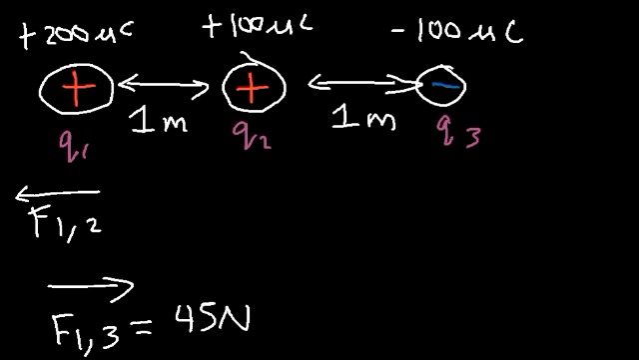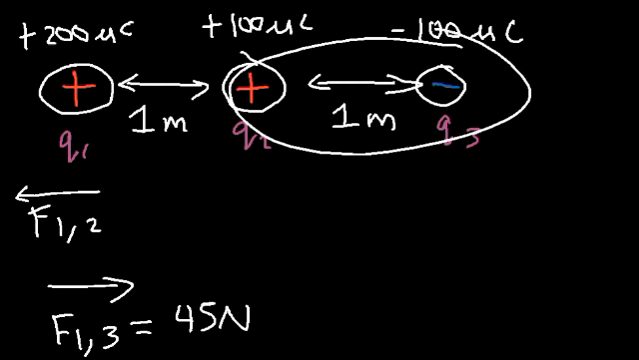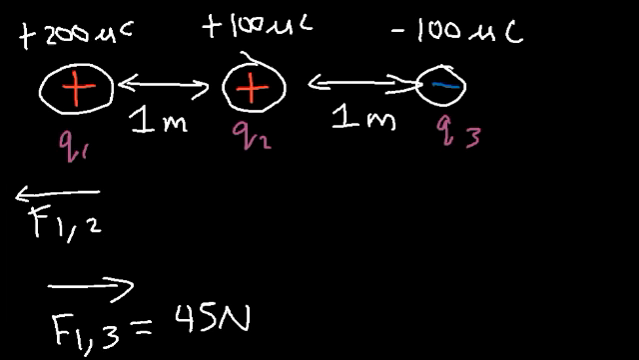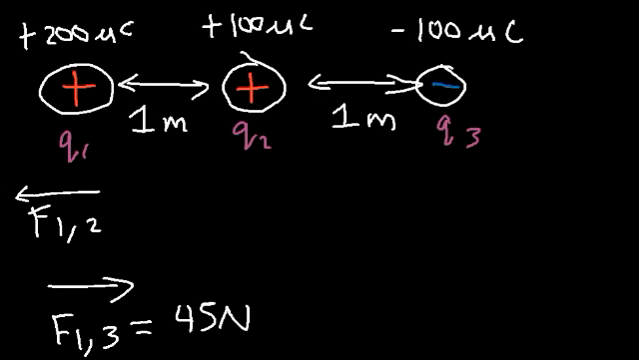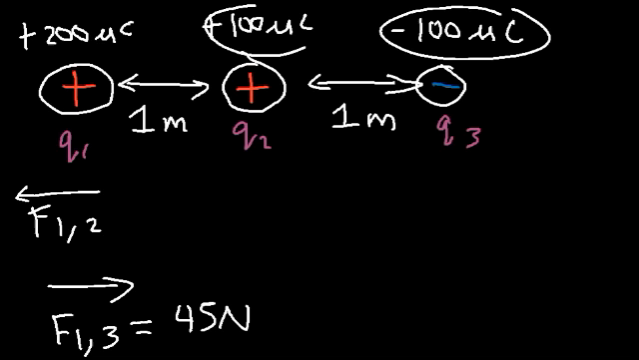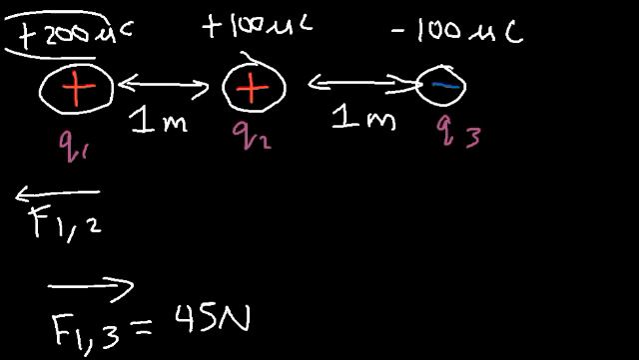Now, what about the force between 1 and 2? We know that the force between 2 and 3 was 90 newtons. So from that value, we can calculate the force of 1 and 2. Between 2 and 3, the distance is 1 meter, and between 1 and 2, the distance is 1 meter, so that's going to be the same. But notice that the charges for 2 and 3 are both 100, but the charges for 1 and 2 are 200 and 100, so the magnitude of one of the charges was doubled. Therefore, the force should double. Therefore, the force between 1 and 2 should be 180. It should be twice the value of 90.